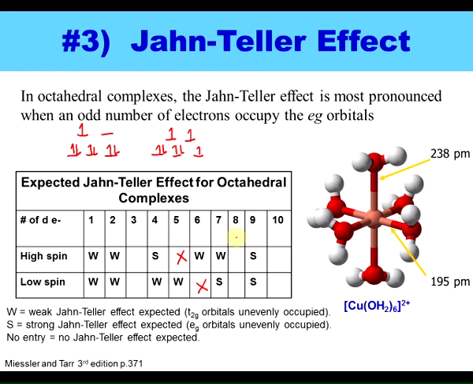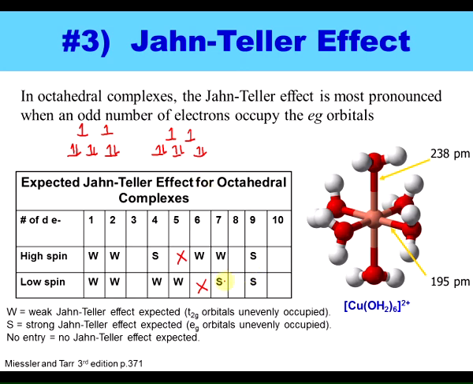Now my eighth electron for either the high spin or low spin, there are no Jahn-Teller effects for a d8 system. Because my eighth electron has no choice, it has to go in this other one. And the low spin case has to go here. Sorry, the high spin case.